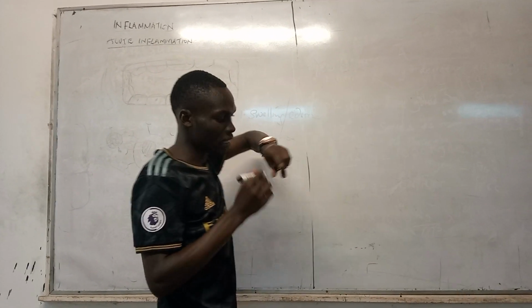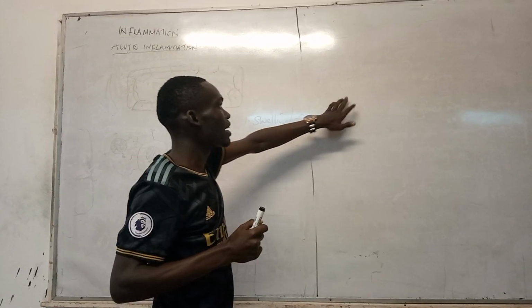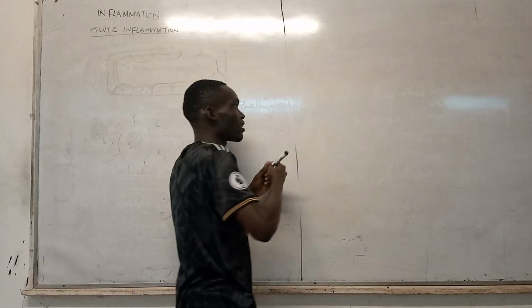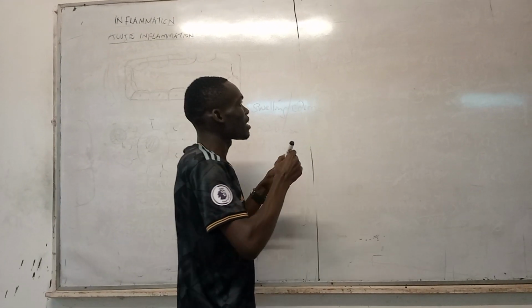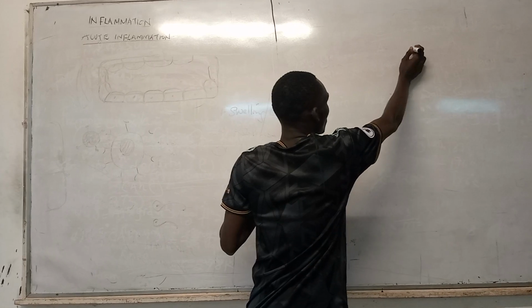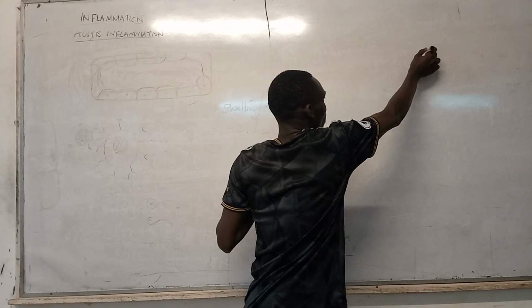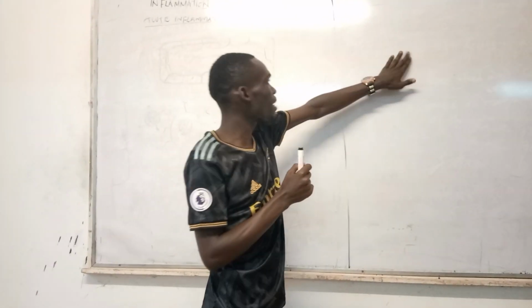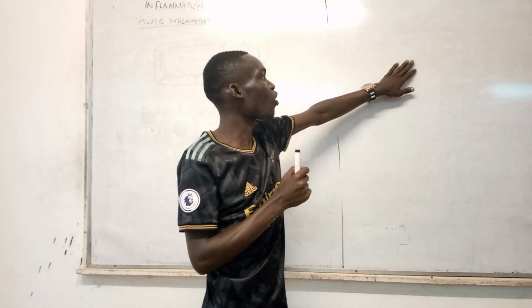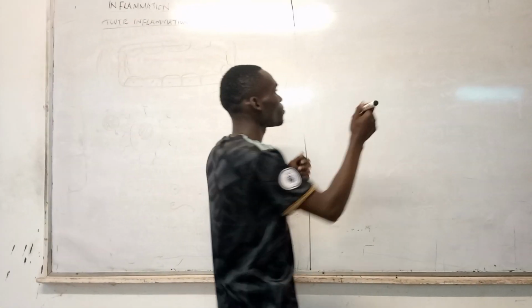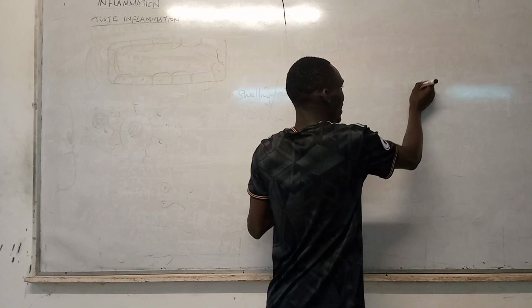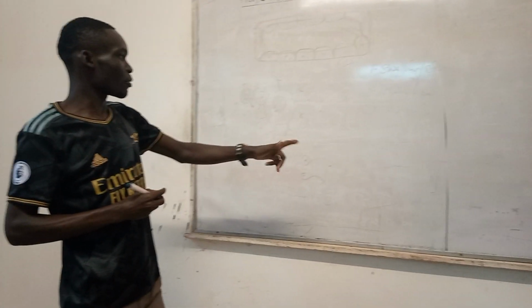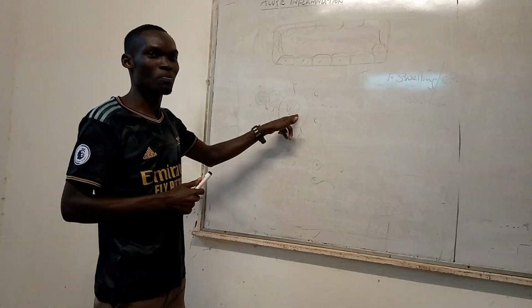So pathway number one, it can be acted upon by the lipoxygenase enzyme to produce several leukotrienes. Pathway number two, it can be acted upon by the cyclooxygenase enzyme to produce prostaglandins. Remember, we had prostaglandins and leukotrienes produced by the mast cells.